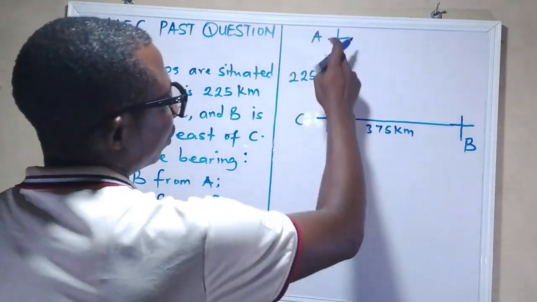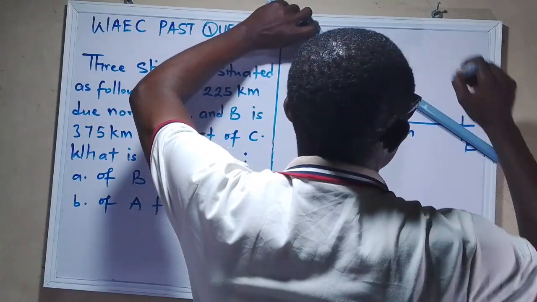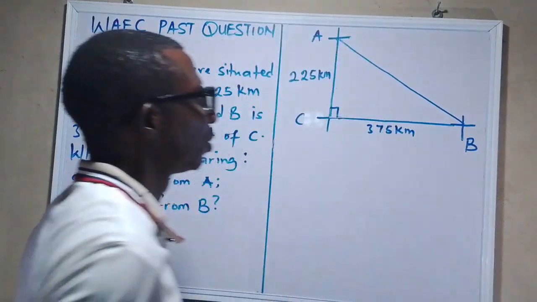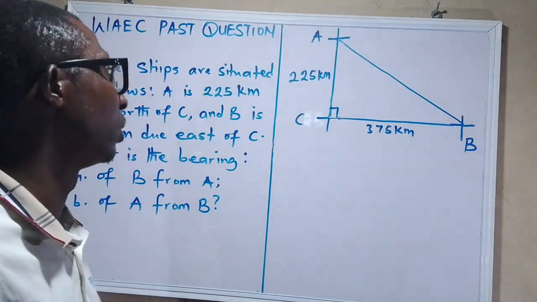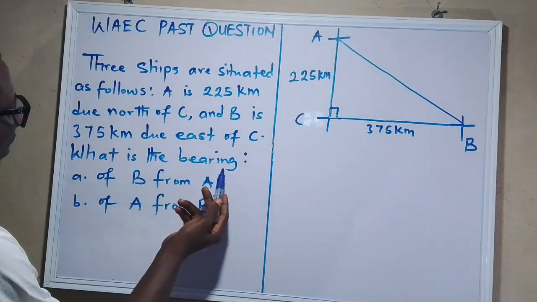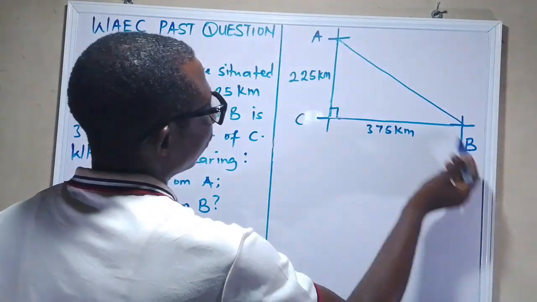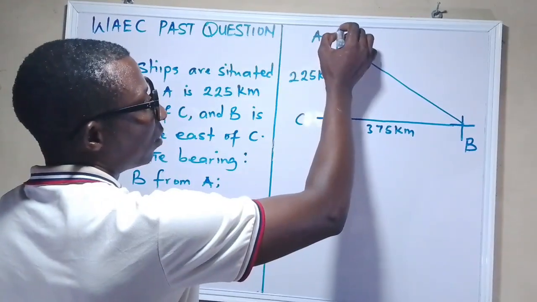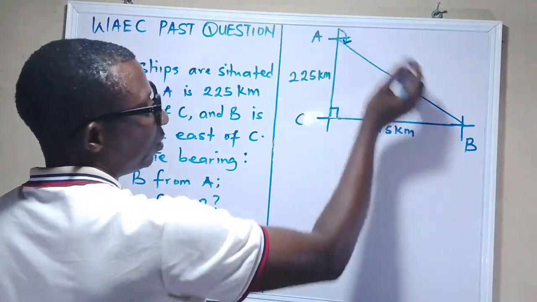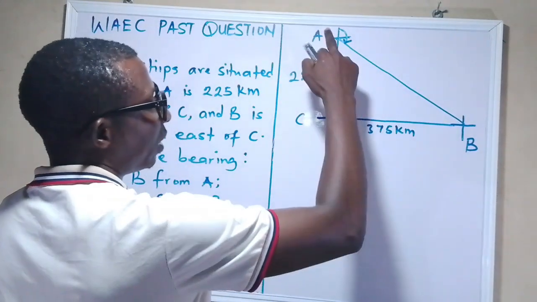So you can join the two points together. And when you join them together, you have this. Okay, so that is the question. Now, you are asked to find the bearing of B from A. Bearing starts from the North Pole and you read it clockwise. So the angle here is the bearing of B from A.